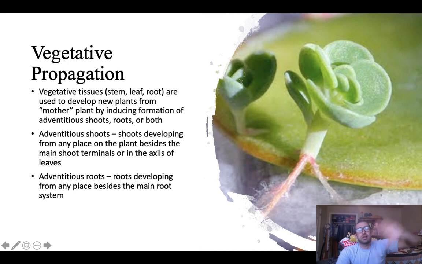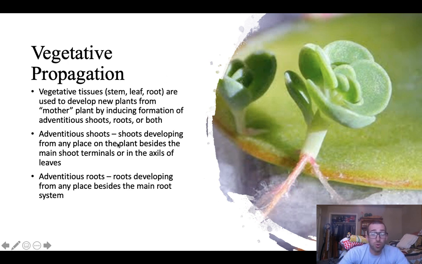So that is the overview of seed propagation. And now we're going to get into vegetative propagation. So here, instead of sexual reproduction and growing new plants from seed, we are going to take vegetative tissues, which could include the stem or leaf or the root, and use that to develop new plants. And the basis of this all relies upon the ability of plants to form adventitious shoots or roots, or both.